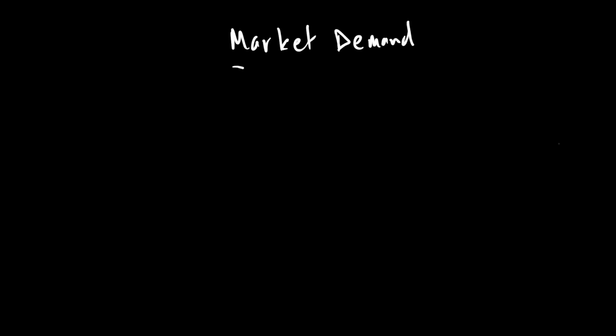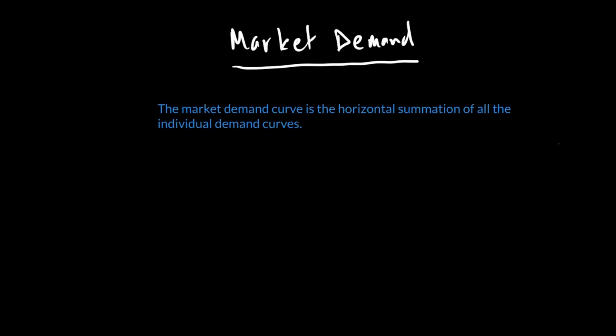We say market demand is simply the horizontal summation of individual consumers' demand curve. This simply means that at each price, we just add the quantity demanded by each individual. And from that, we can find out what we call our market demand curve. I want to show this through a simple example.